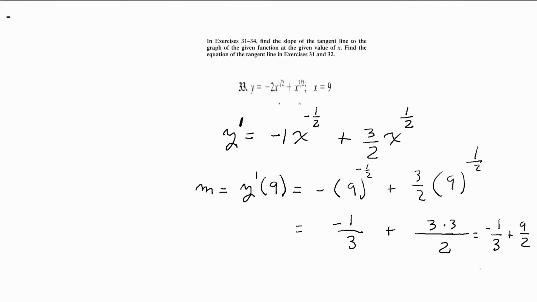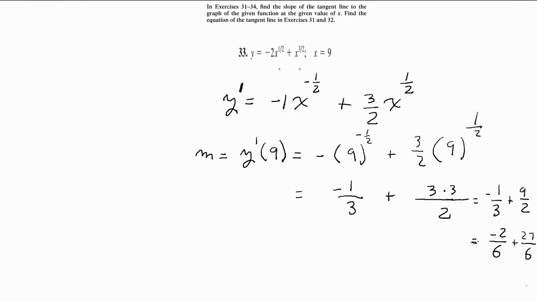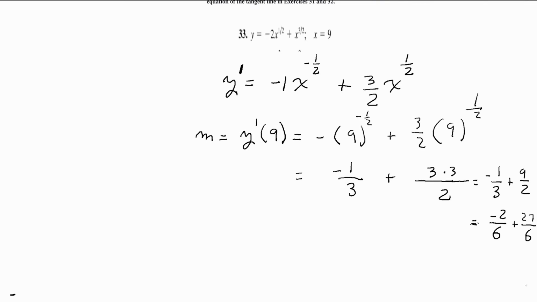Okay, and adding those two numbers together, what do we get? Well, we have to find a common denominator. So this is a negative 2/6 plus 27/6, I guess. Because I had to multiply. Let's see, is that correct? Yes, yes. So I come up with the slope of 25/6. You may want to reconfirm this.